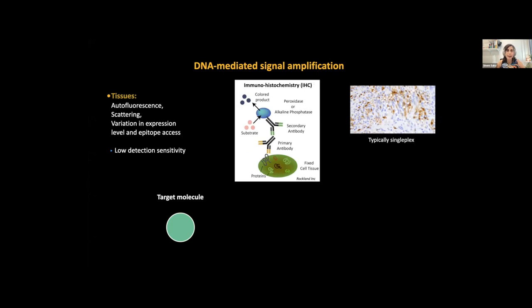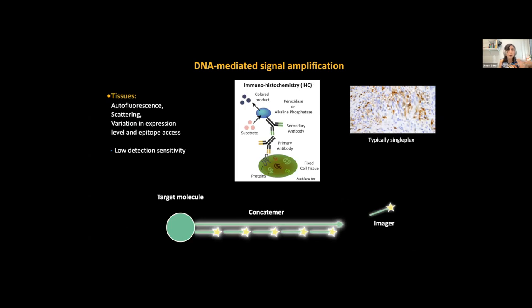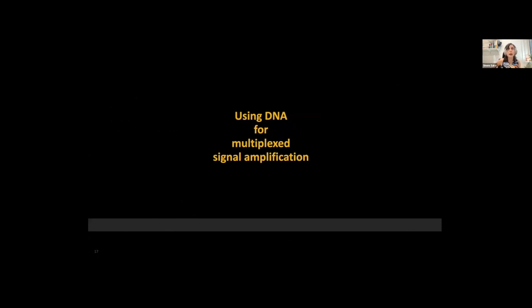One way to do that would be, if you have your target molecule and you were able to put a concatemer of DNA strands on it, we would be able to bring a lot of imagers, and this would create an in situ signal amplification approach. Of course, one question there is how do you create this kind of concatemer in a reproducible and controllable fashion? For this, we have been utilizing a new approach, which we call SABER.